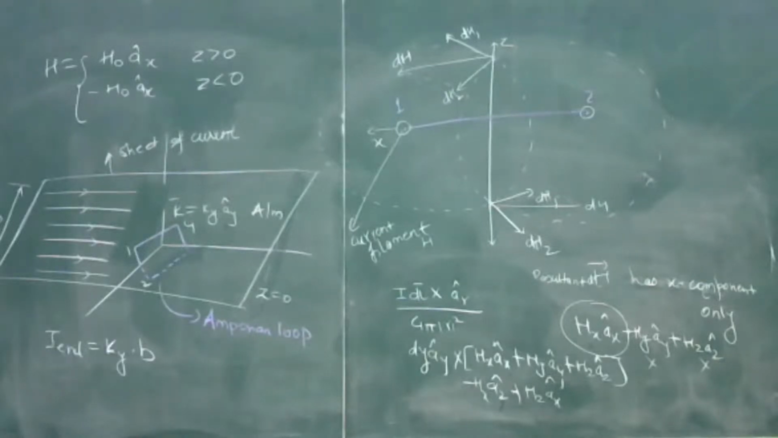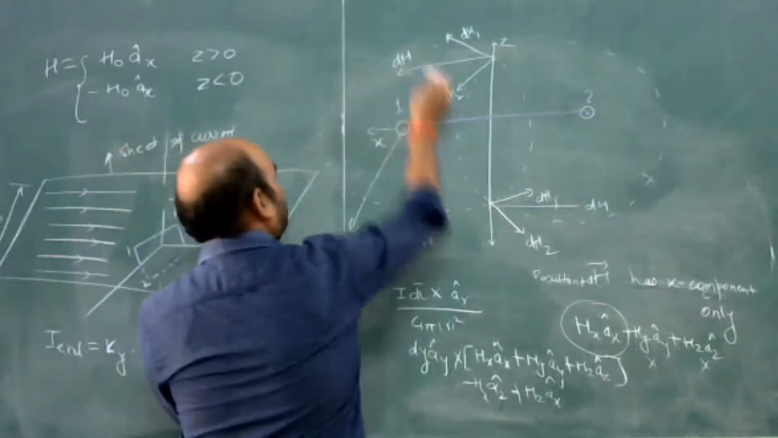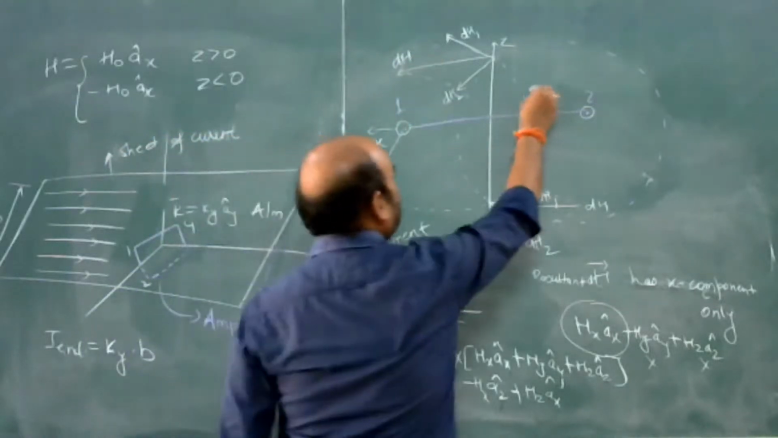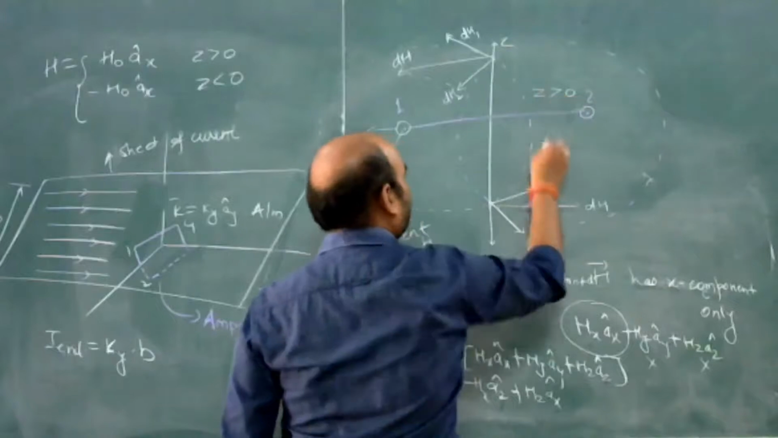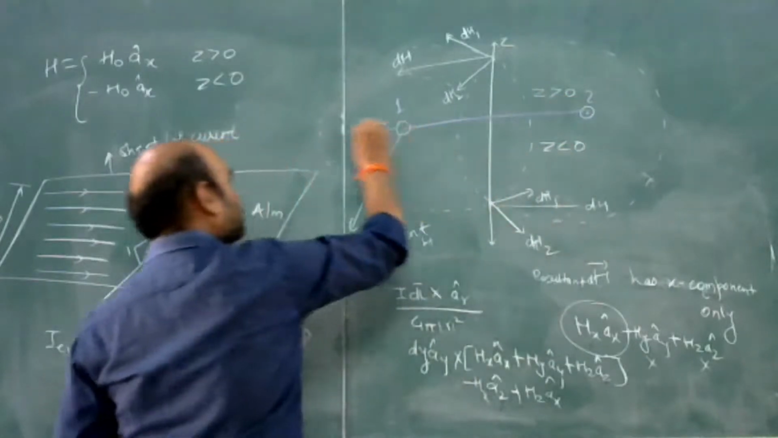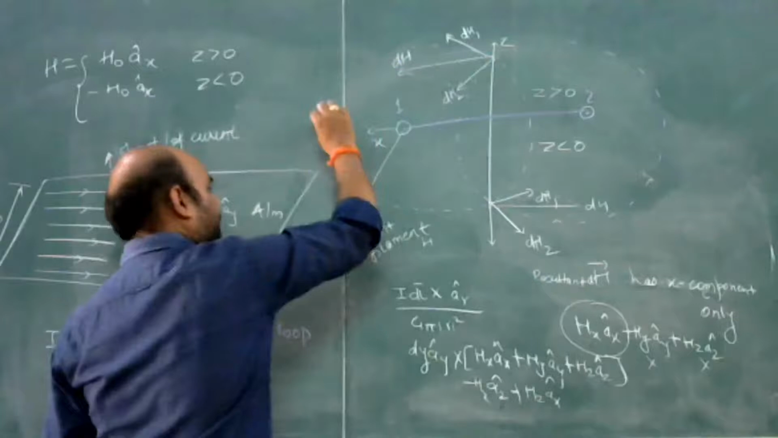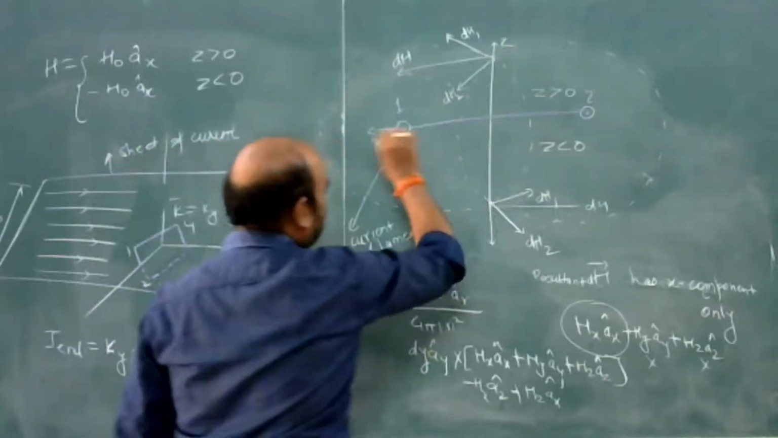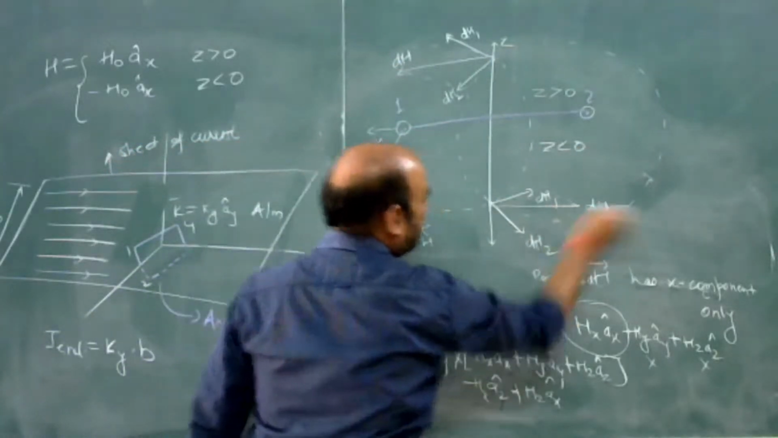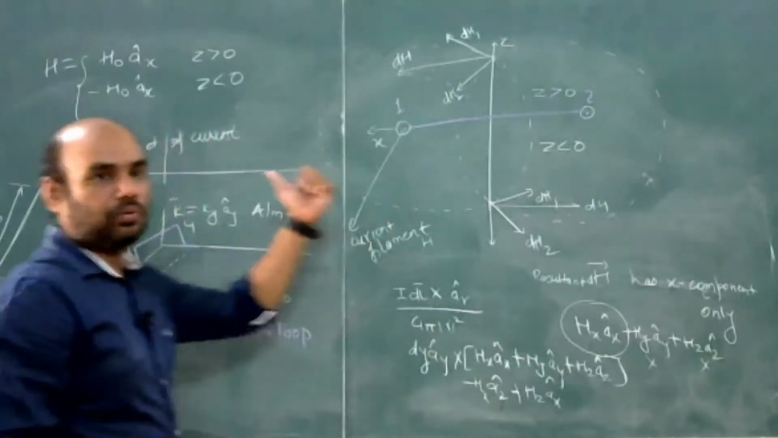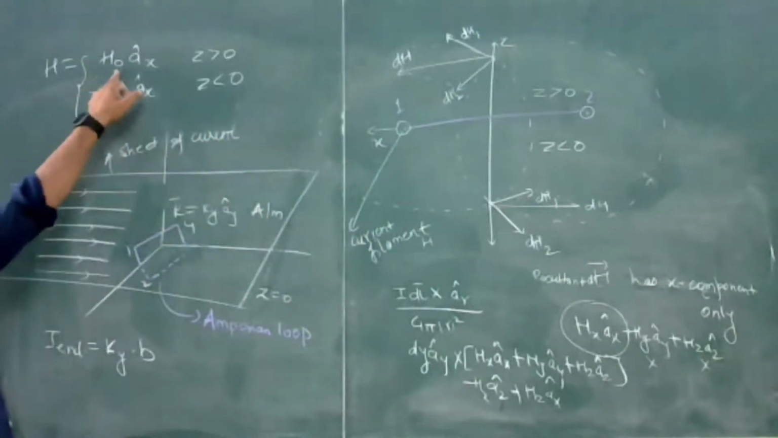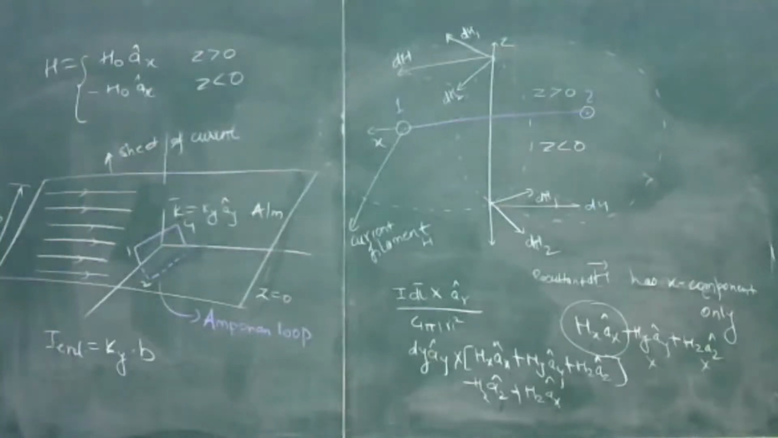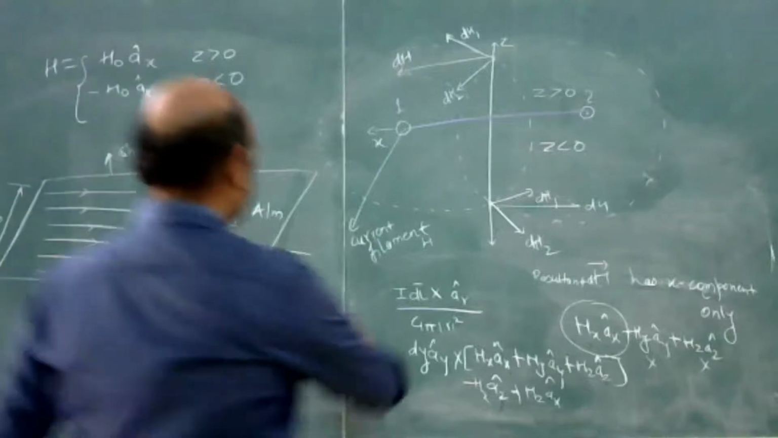So we are considering this x in this direction. Above 0, we get the positive direction, and when z is less than 0, it goes in this direction, opposite to the x axis. So this is positive H naught AX, and this is negative H naught AX. Now we can easily find the value of the integrations.